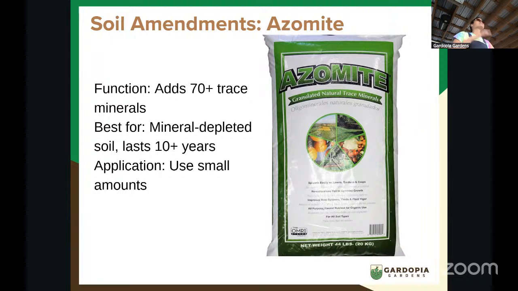Azomite, I like to say that this is like the gold ring, the platinum ring of weddings. This 44-pound bag is about $65. But the wonderful thing about azomite is it does carry over 70, it used to be 84, right now they've reduced it to 70 plus trace minerals in your soil. Once you put it down, you will not have to put it down for about 10 plus years. So it's really awesome.